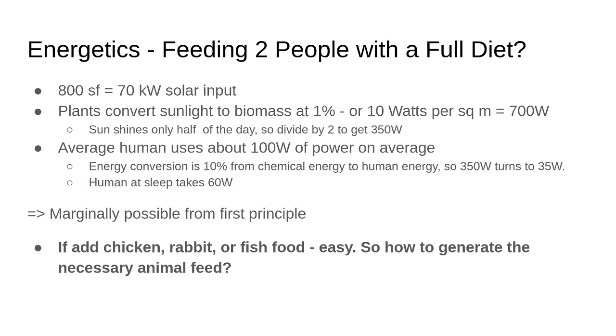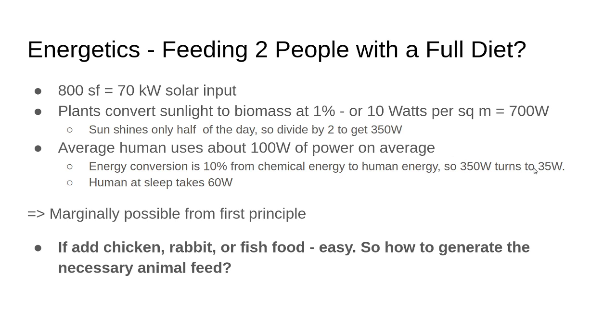But the energetics: the idea there was, can we actually feed two people a full diet from the biological production of 800 square feet? That's essentially a greenhouse attached to the front of a house. Well, if you do the math, that's 70 kilowatts solar input. Plants convert sunlight at 1%, so you get about 700 watts worth of biological chemical energy. Now, the sun shines half the day, so you really have like 350 watts of chemical energy stored. Now, an average human uses about 100 watts of power, so that 350 watts is not going to do it, because of the energy conversion of us eating food, like the fish or the mushrooms or the plants in there.